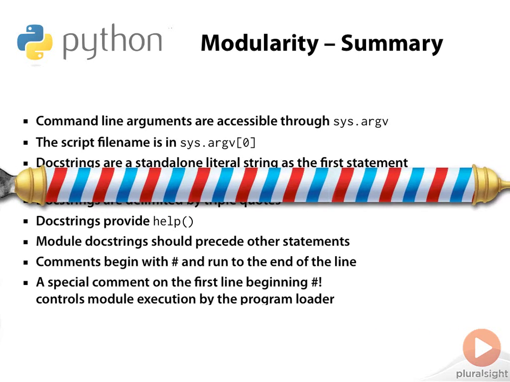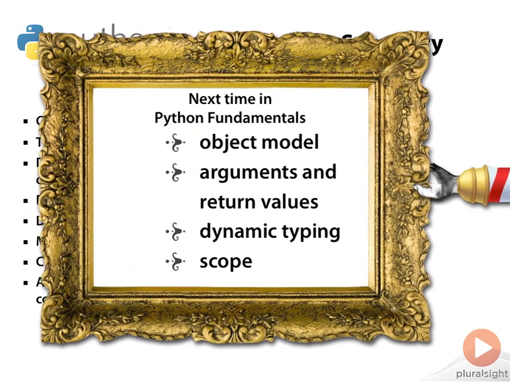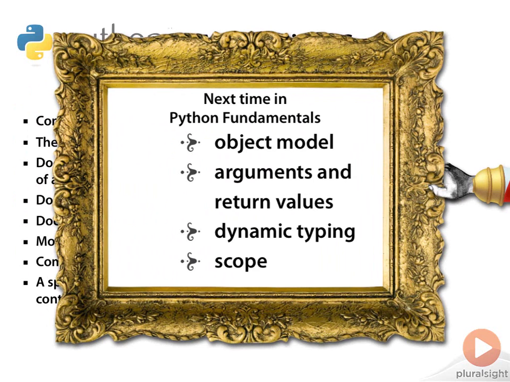Next time, here on Python Fundamentals, we'll dig into Python's object model, looking at how values are passed to and returned from functions. We investigate the nature of dynamic typing in Python and focus on the rules for variable scope.